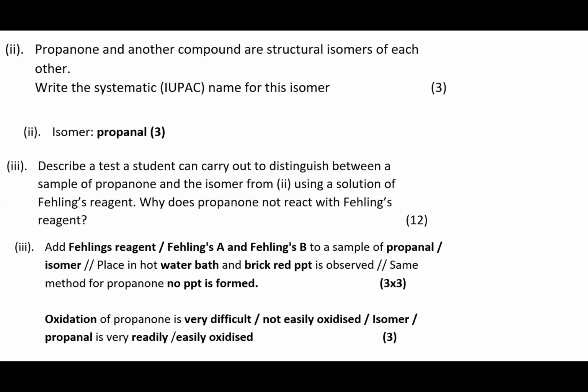So yes, you start off doing it with propanal, which is your isomer, and you get a brick red precipitate after placing it in the water bath, and you do the same for propanone and no precipitate forms. So 3 by 3 there, and you can see the double slash marks give you the different points. Okay, the single one just gives you options. All right, and then the reason there's no reaction for propanone is because propanone is very difficult to oxidize, or not easily oxidized, or else you could say propanal is readily or very easily oxidized. Either 2 of those would be fine.